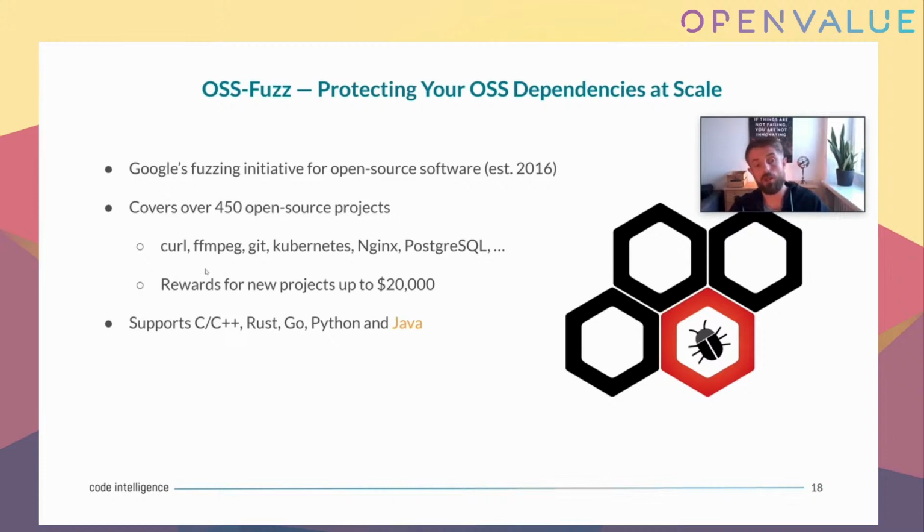And if you are onboarding your projects, you get a bounty of up to 20K dollars for the onboarding. And we are collaborating with Google to enable Java fuzzing. Garrett, do you want to say something?